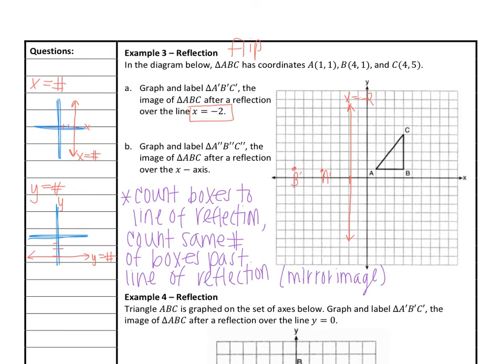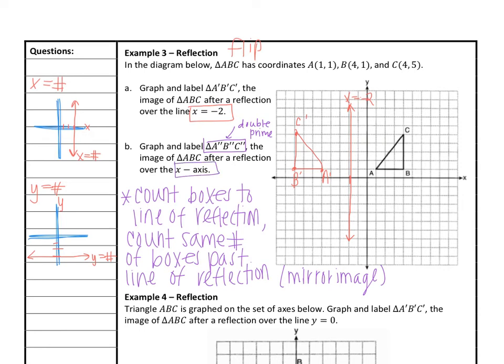And then last but not least, C. Count boxes 1, 2, 3, 4, 5, 6. Count the same number 1, 2, 3, 4, 5, 6. Right here is where C prime is going to go. And connect. So that's it for part A. Part B says that we want to graph and label triangle A double prime. Let's write ourselves a note. This is called double prime. The image of triangle ABC after a reflection over the x-axis.